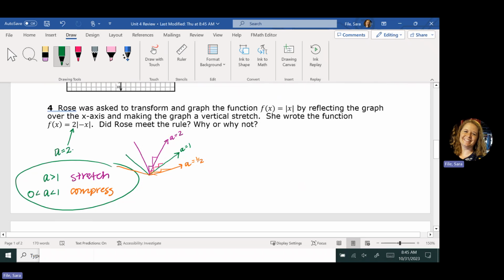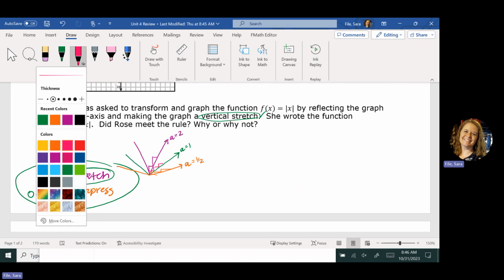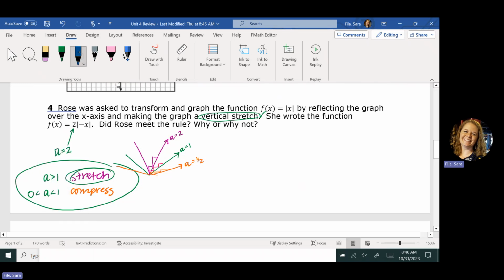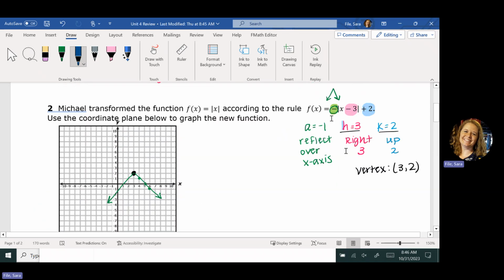So A is 2, which we're saying would be a stretch, and that's what they asked. So that part checks out. Yes, she did the vertical stretch part correct. But with this negative on the inside here, is that how you reflect the graph over the x-axis? What did we say up here? I think it was number 2. We reflected over the x-axis.